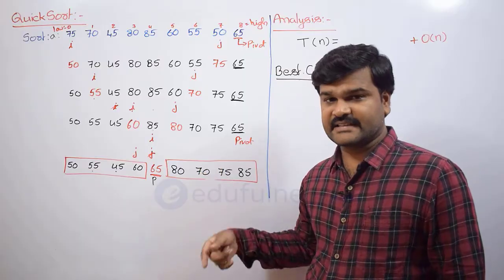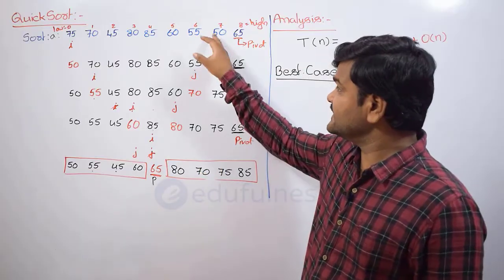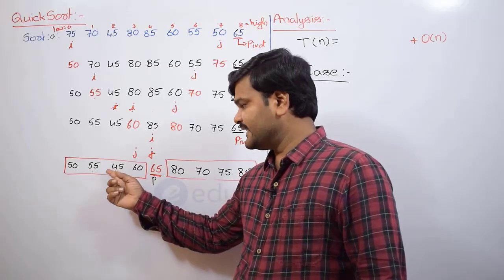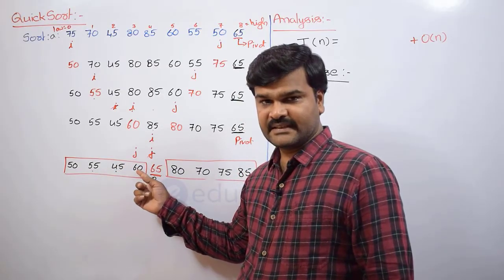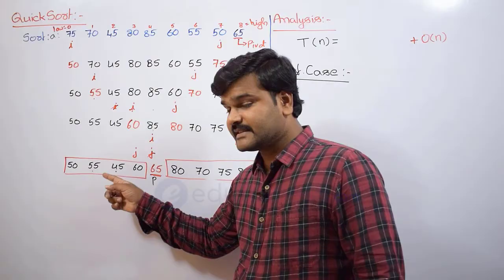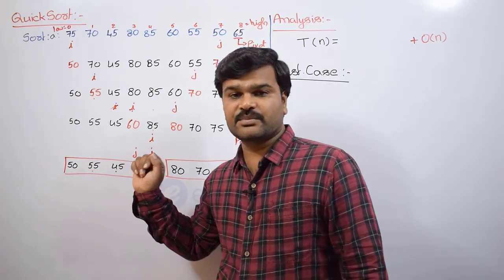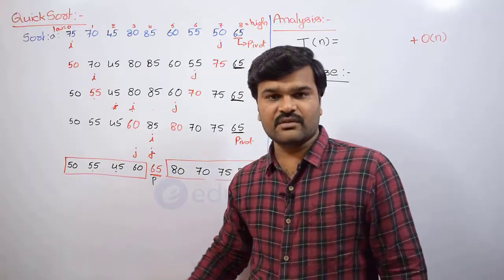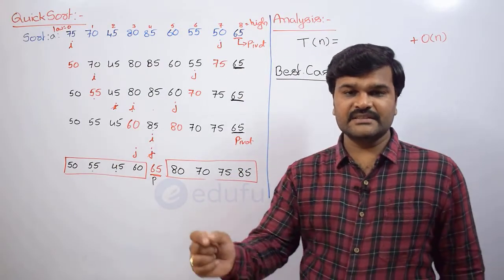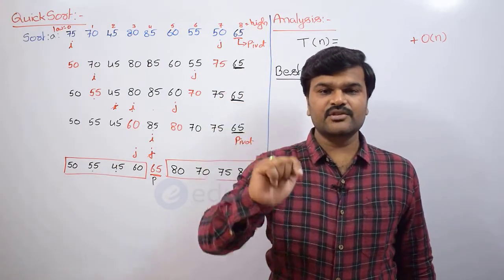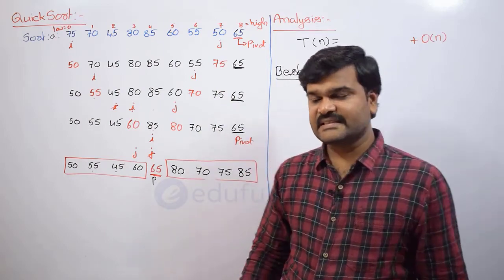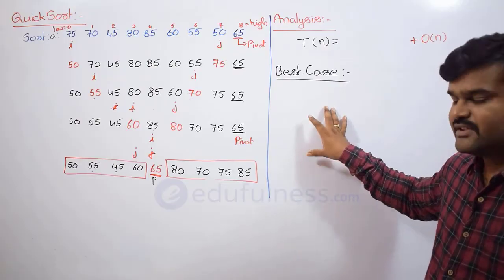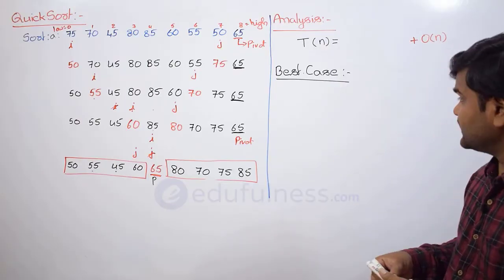In every iteration, this is one iteration. Now if you take this subproblem, whatever pivot element you have taken, that element is also placed in the middlemost position. That means in every subproblem you solve further, the pivot element is going to the middlemost position. That is coming under best case quicksort actually. So let us try to understand this one with a simple example.